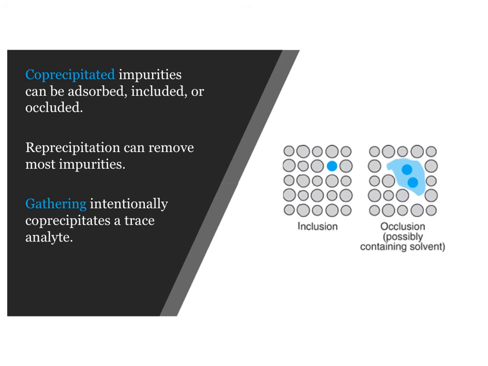To remove these trace impurities, we can wash away the solution, dissolve the solid, then reprecipitate, often reducing the amount of co-precipitants. However, we can use this co-precipitation to our advantage to concentrate a trace analyte in a process known as gathering. The precipitate is collected, dissolved in a small volume of solvent, and the concentration is increased enough to be analyzed accurately.